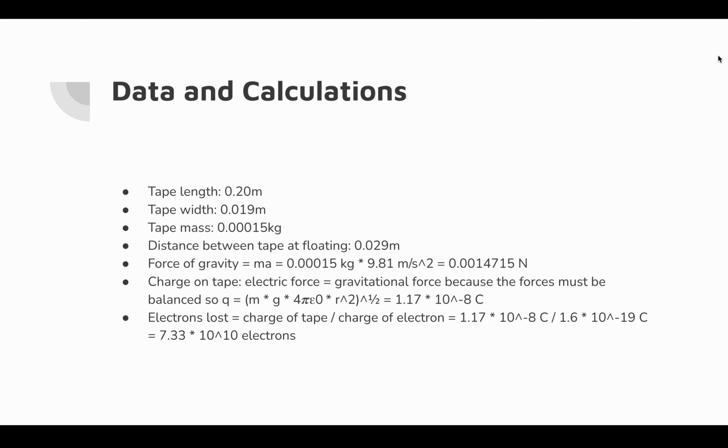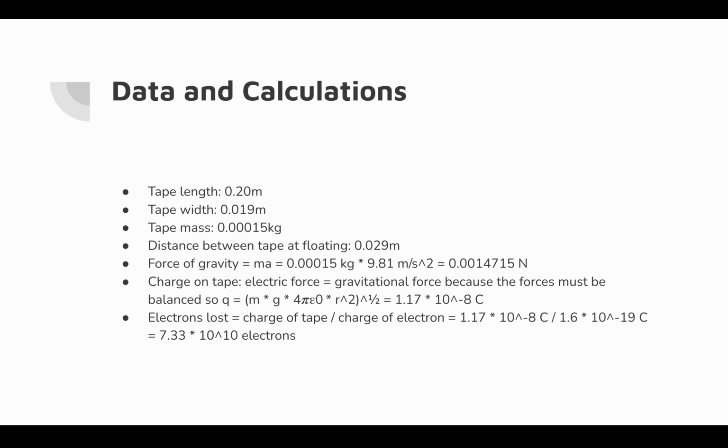As far as the data and calculations go, the length of the tape was measured to be 0.2 meters, the width was 0.019 meters, the mass was 0.00015 kilograms, and the distance between the two tapes at floating was 0.029 meters. The force of gravity can be found by a simple F equals ma equation, and with that we get a value of 0.0014715 newtons. Then for the charge on the tape, we know that the electric force and the gravitational force need to be equal because the forces need to be balanced.